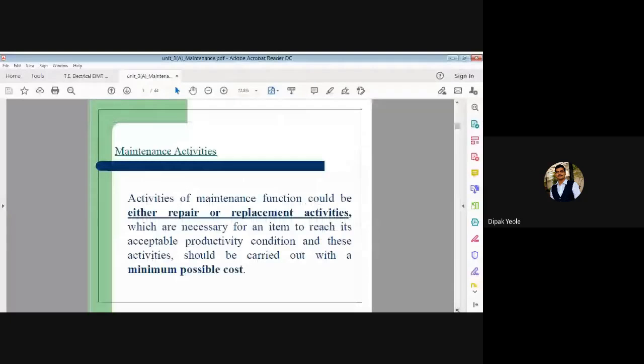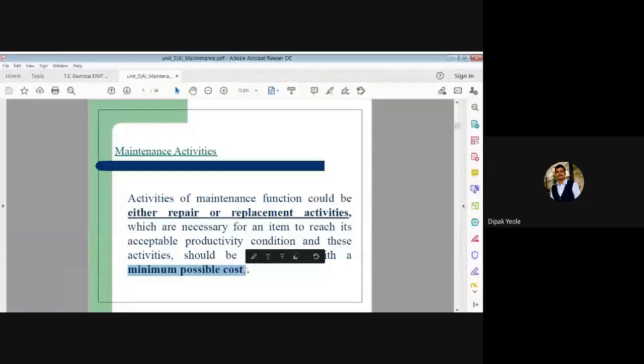Now we are interested in the maintenance activities. The activities of the maintenance function could be either repair or replacement activities which are necessary for an item to reach its acceptable productivity conditions, and these activities should be carried out with a minimum possible cost. Now this is the important parameter. We have to keep in mind that the cost we spend while doing maintenance should be as low as possible.